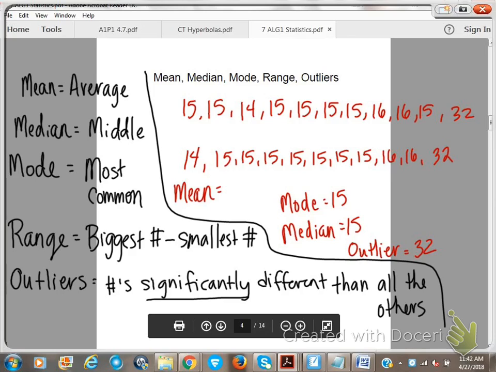Okay, Hunter? Divided by how many? 11. I can't even tell how many 15s I put. Well, you know there's 7 of them, so if you wanted to, you could write 15 times 7. Do 15 times 7, because there's 7 of them. Plus 16 times 2, plus 32. Now divided by 11.